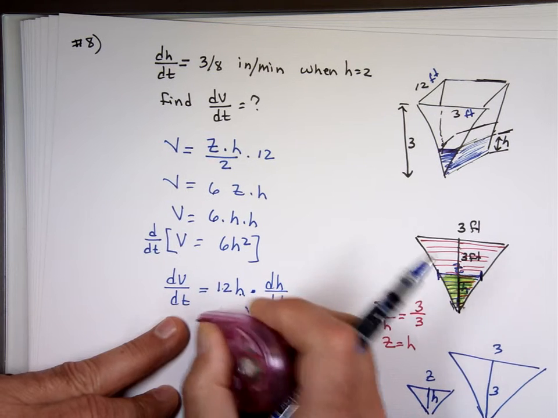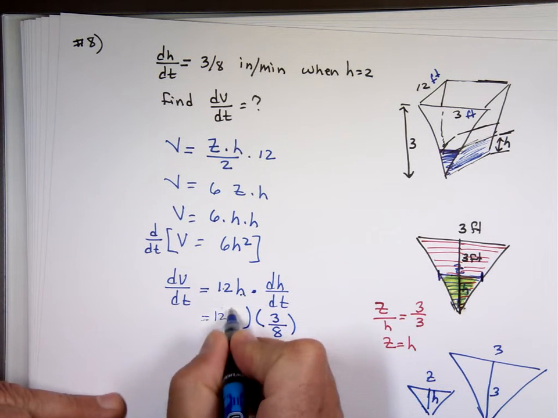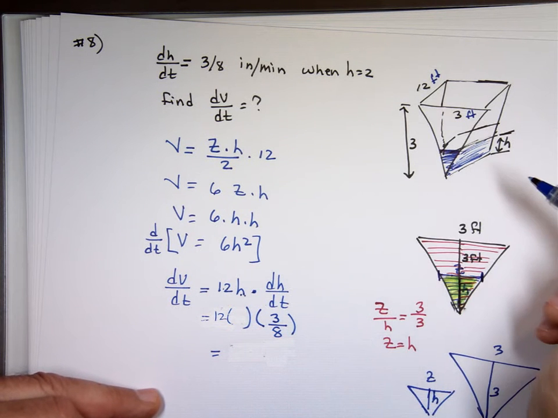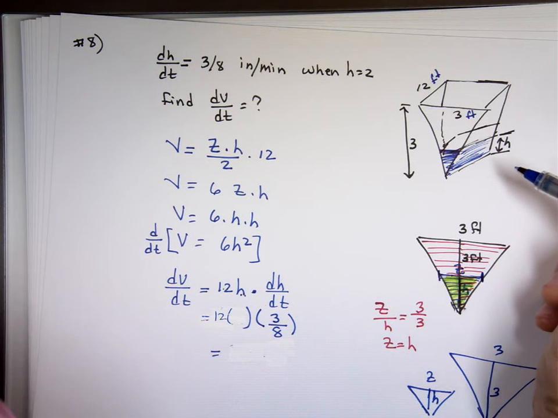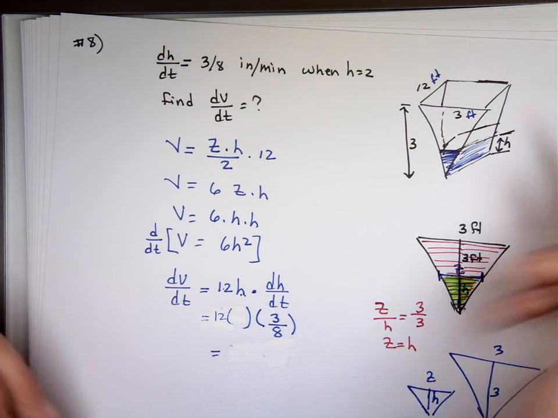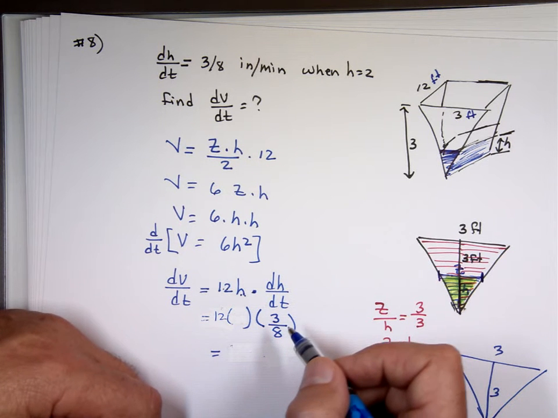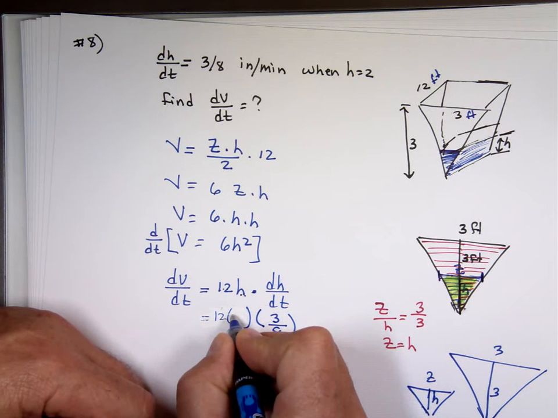I wasn't planning on using the whole thing here. 12 times, what's H? Is that feet or inches? H is feet. Oh, wait a minute. Yeah, it's all in feet, so you gotta convert it. You should just convert H, 2 times 12, which is what? 24.